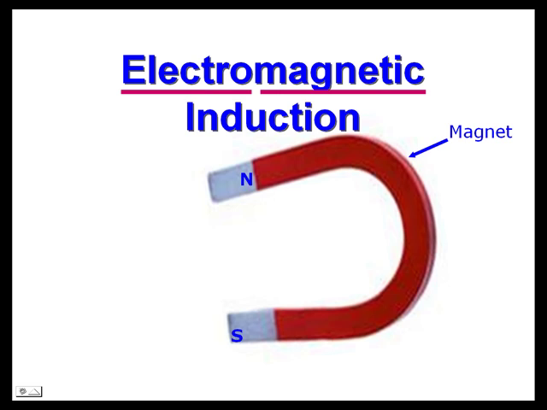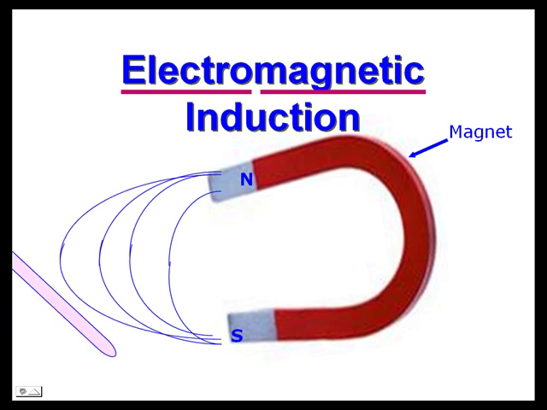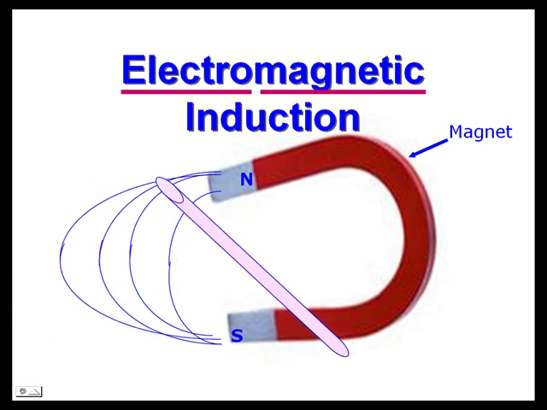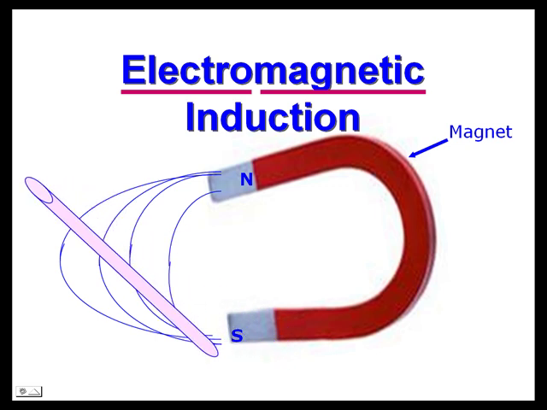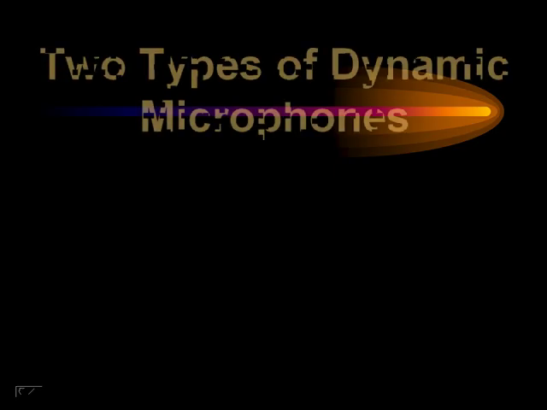That is, if we start with a magnetic field from a permanent magnet and pass a wire through that magnetic field, an electric current will flow through that wire until the wire stops moving through the magnetic field. If we reverse the direction of the wire, current will continue to flow, but this time in the opposite direction. It is this electromagnetic induction which allows dynamic microphones to work.